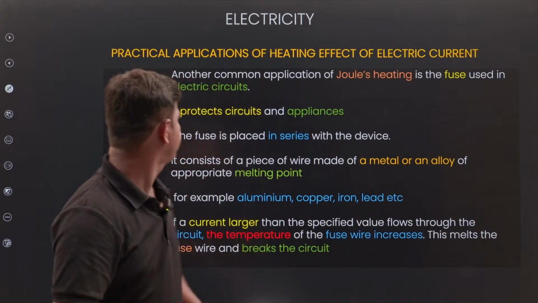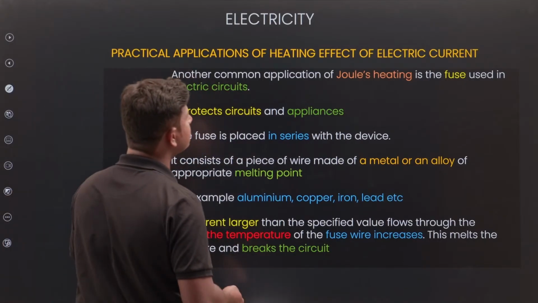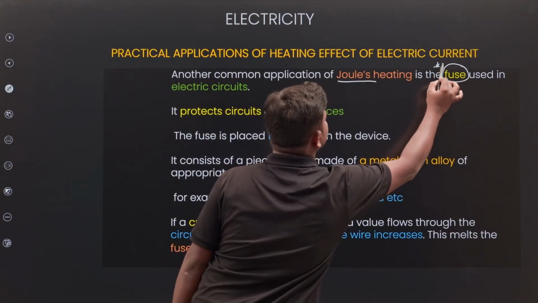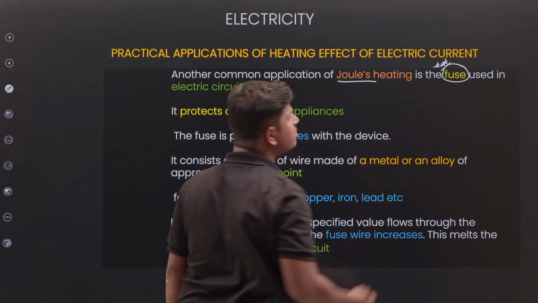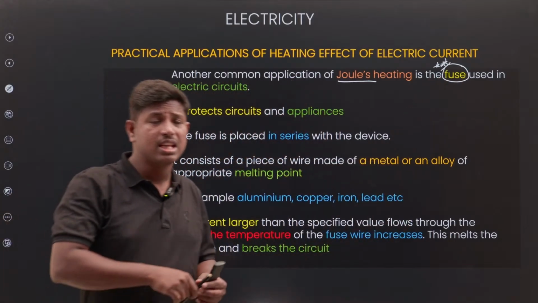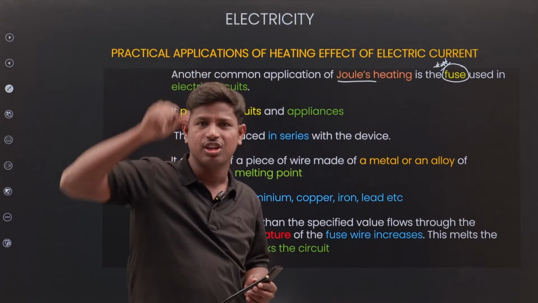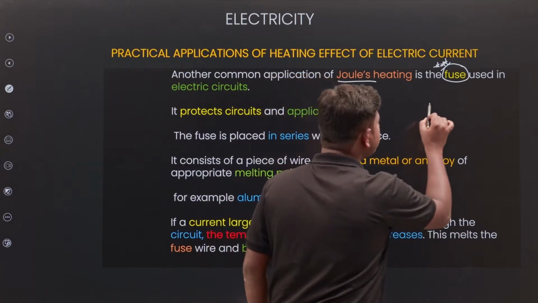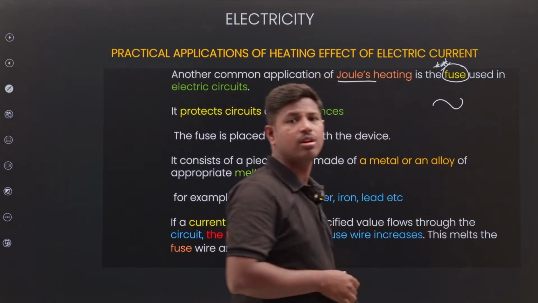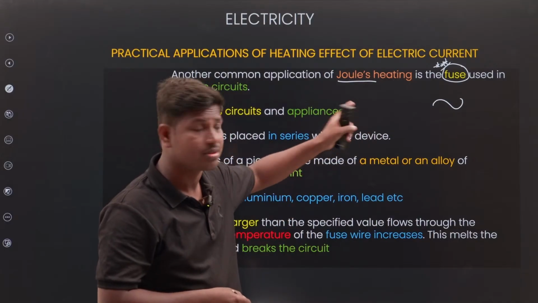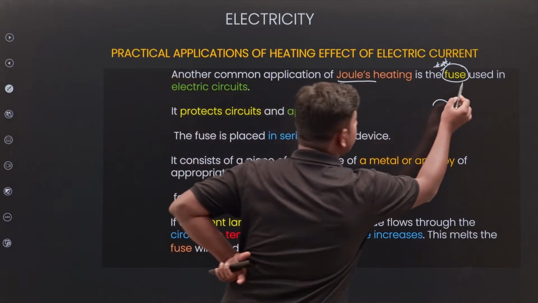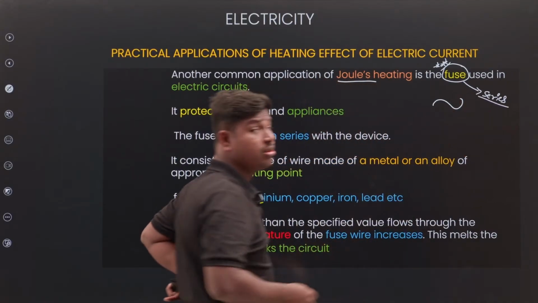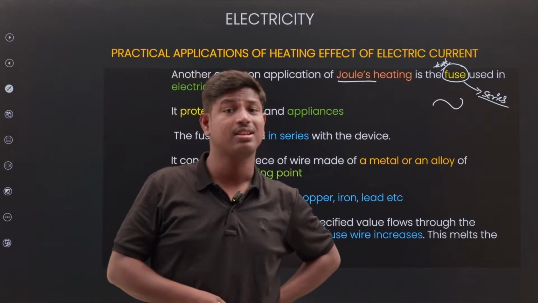Okay, next, another common example of Joule's law of heating is the fuse. Remember the word fuse. Nowadays we are using MCB, miniature circuit breaker. See, the symbol of fuse is like this. How is a fuse connected? A fuse is always connected in series. Remember, in an MCQ they may ask you how a fuse is connected.